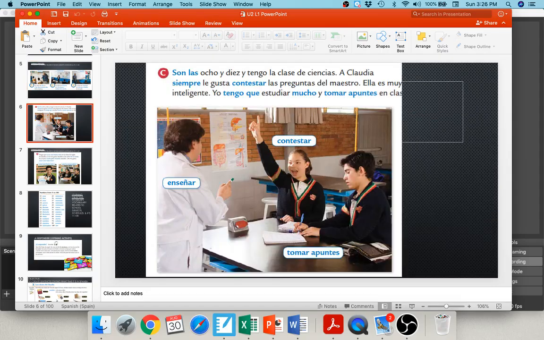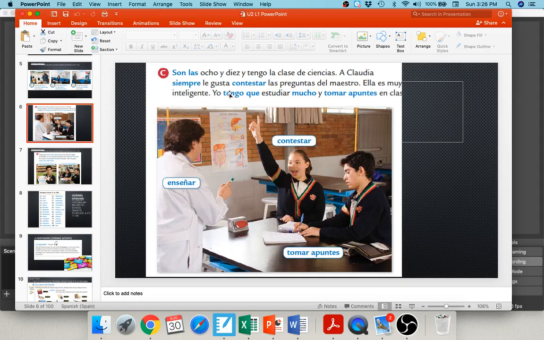Letter C tells us that son las 8:10 y tengo la clase de ciencias. A Claudia siempre le gusta contestar las preguntas del maestro. Ella es muy inteligente. Yo tengo que estudiar mucho y tomar apuntes en clase.